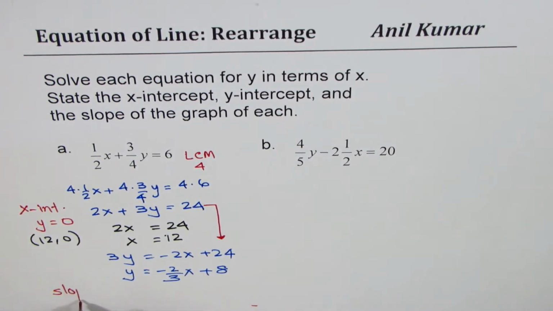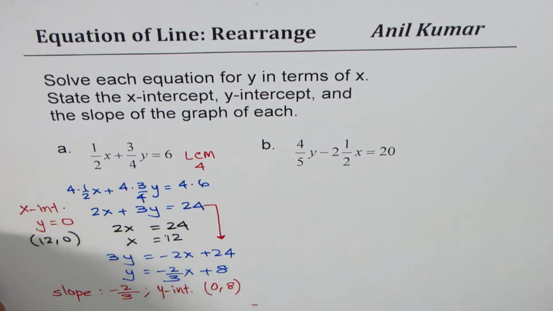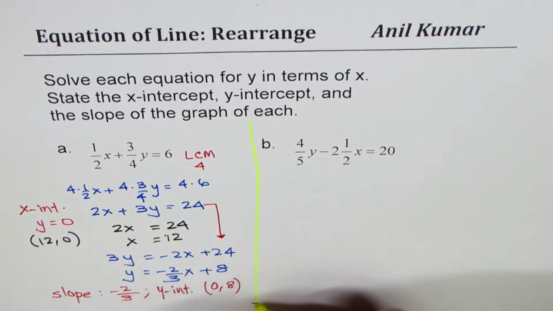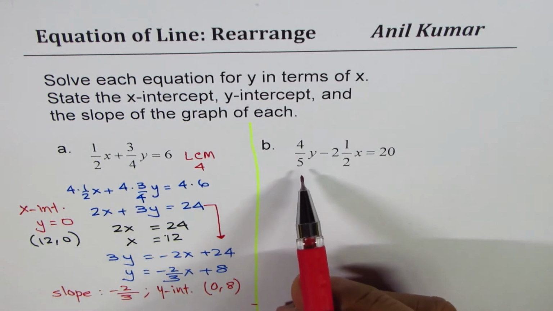And that gives us both the values. Slope is minus 2 over 3 and y-intercept is 8. The x value being 0, 8 being the y value. Correct? So that is one way of doing it. The second way is we can first isolate y and then recalculate. Correct?